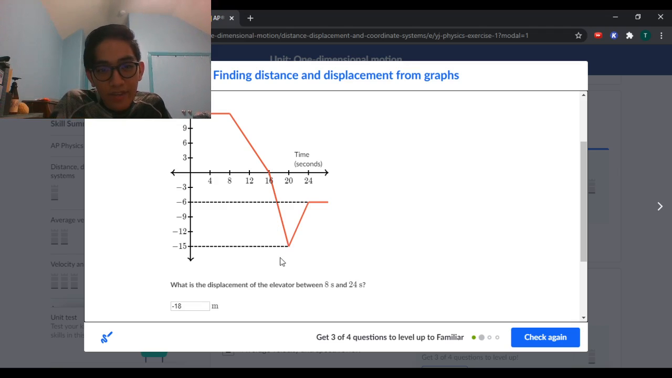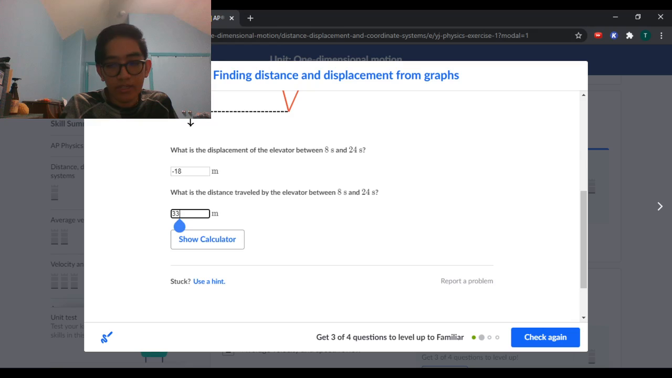From negative 15 to negative 6, how much did I travel? Well, negative 15 minus negative 6 is negative 9. But again, remember the idea that there's no such thing as a negative 9. So from here, we travel 12, right? From here, we travel 15. From 15 to 6, we travel 9, right? So that's why it is 6.